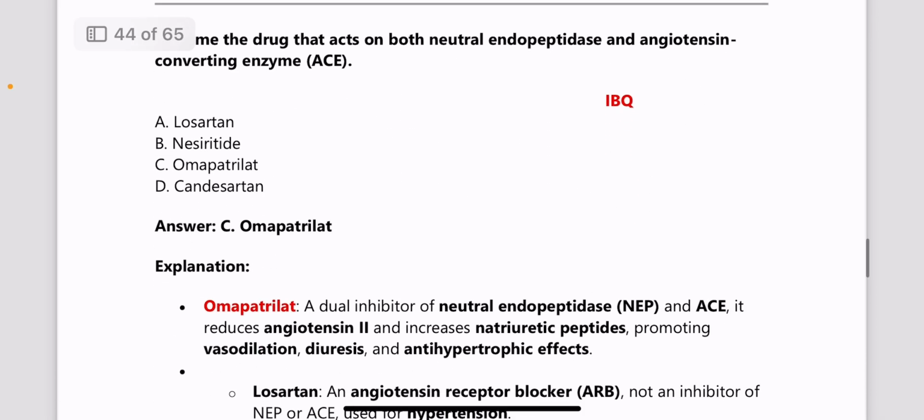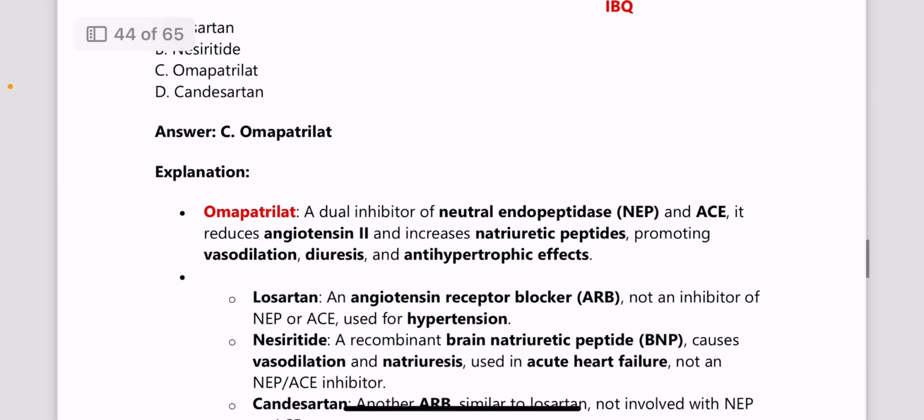Next question. Name the drug that acts on both neutral endopeptidase and angiotensin converting enzyme. Answer is omapatrilat. It's an image-based question. Very, very important. These kinds of questions are coming nowadays.